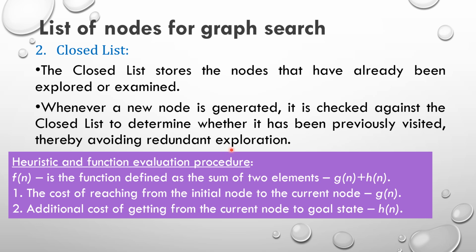So in this best first search algorithm, f of n value is equal to h of n. In the A star search algorithm, f of n is equal to g of n plus h of n. So what is the g of n value? The cost of reaching from the initial node to the current node. H of n is the additional cost of getting from the current node to the goal state.